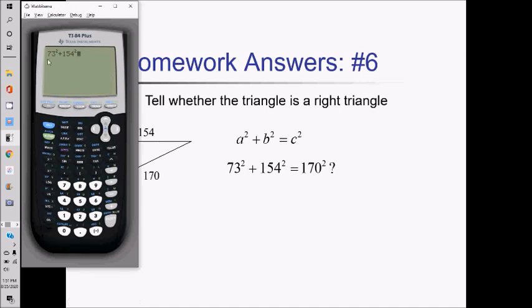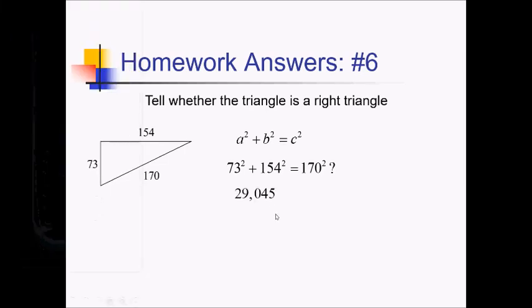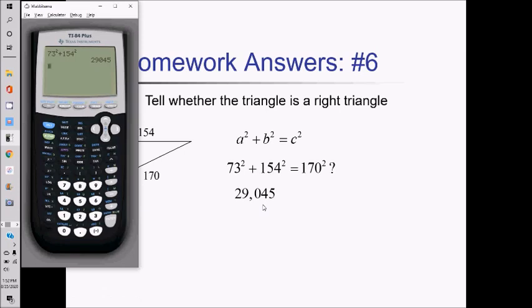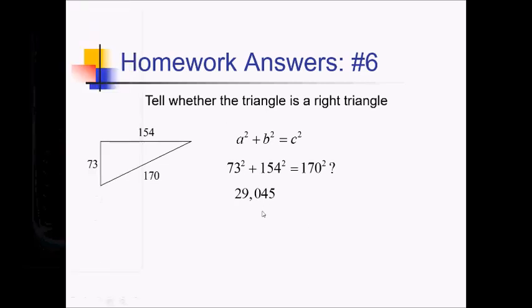So on the calculator, 73 squared plus 154 squared comes out to 29,045. Now, I have a suspicion that 170 squared is not going to come out to that. It should end with a 0 because the thing that you're multiplying by itself ends with a 0. But let's see what it actually does come out with, just out of morbid curiosity here. 170 squared equals 28,900. So actually not that far off, but definitely not the same number. Therefore, that tells us that this is not a right triangle since it did not satisfy the Pythagorean theorem.